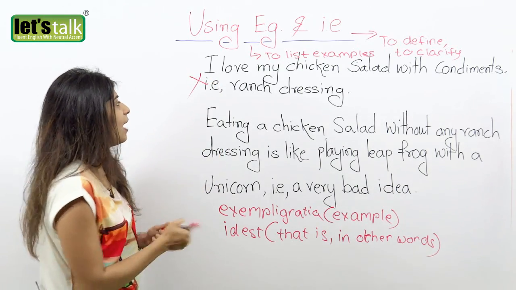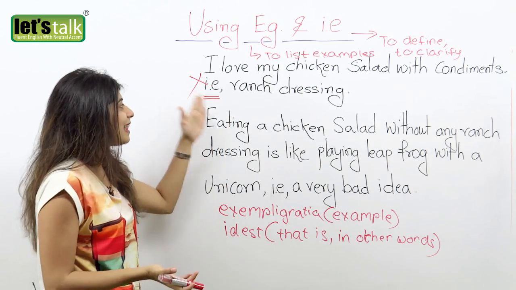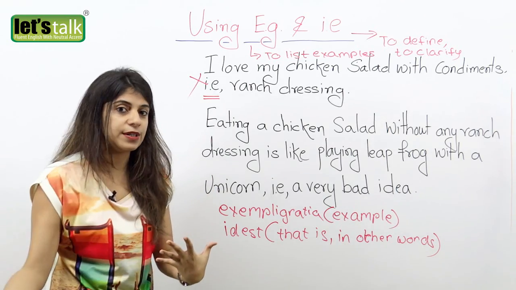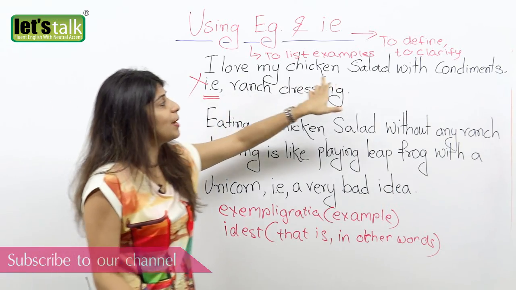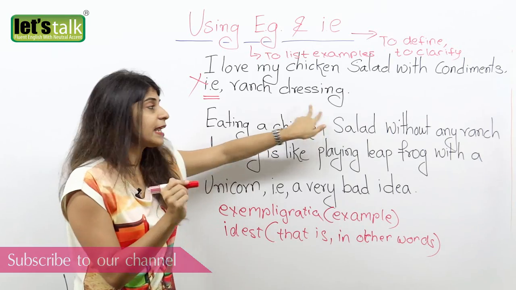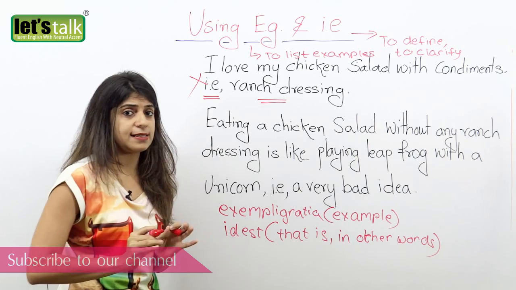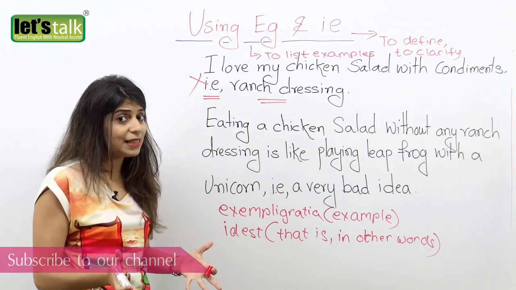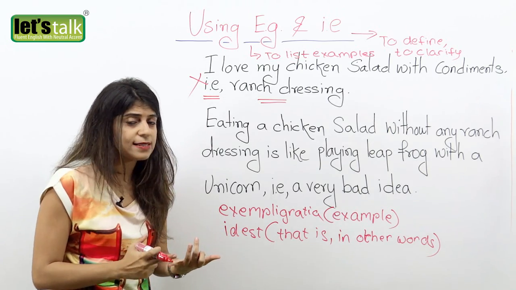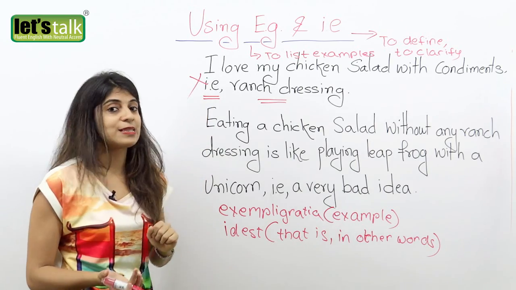Here, if you see, I have used i.e. But as I explained before, i.e. is used only to clarify or say in other words. "I love my chicken salad with condiments, i.e. ranch dressing" will be incorrect because here it just gives us an idea that ranch dressing is the only dressing which is available. But that's not right. We have lots of other dressings, isn't it? We have Italian dressing, we have Caesar, we have Thousand Island. So we will not use i.e.